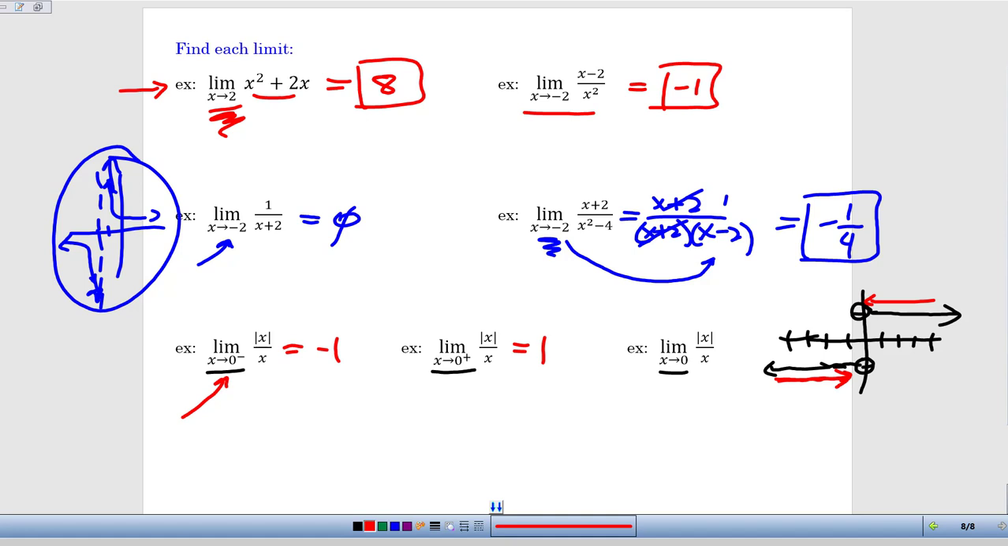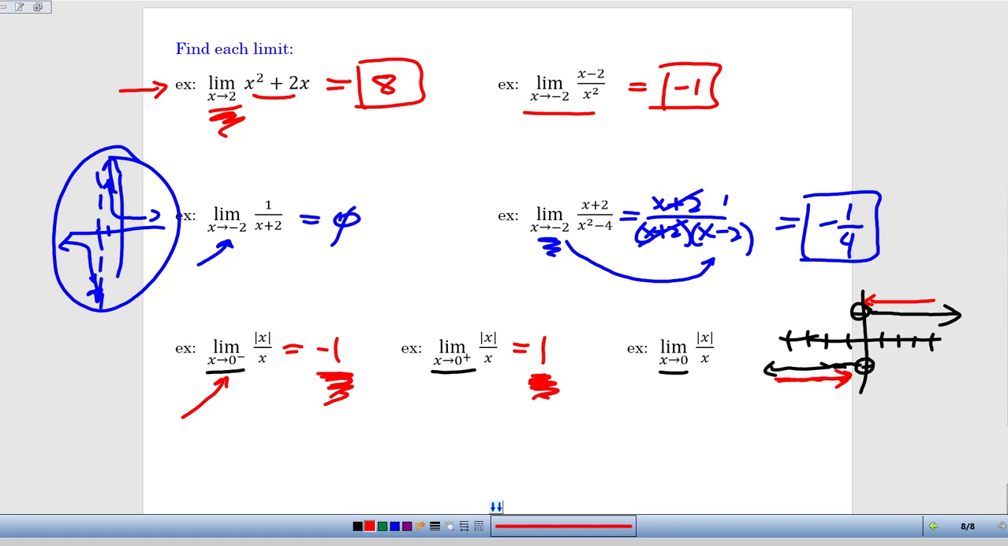Here we ended up with two different answers for our limit depending on which side of the target value we were approaching. As we approached 0 from the negative side, as we were approaching from the left, we got negative 1 as our limit. As we approached 0 from the right, we got positive 1.